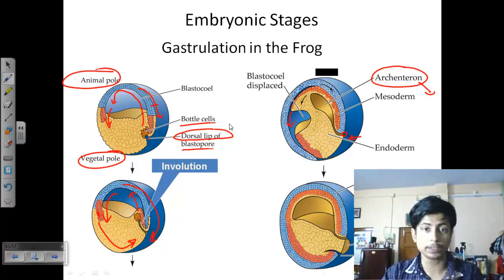Remember, this is a unique feature of frog gastrulation, which we haven't seen in sea urchin gastrulation, because in this case the blastocoel section, as this part moves closer and this part moves closer, they will fuse with each other, and the blastocoel portion is gone now. We only have whatever content remains, the archenteron, and that will form the primitive gut.